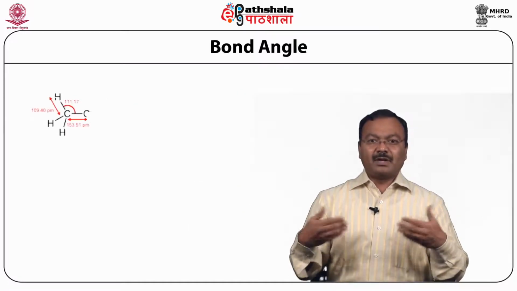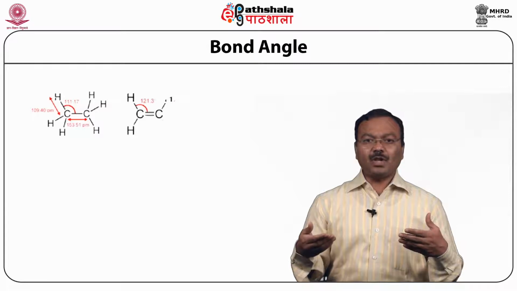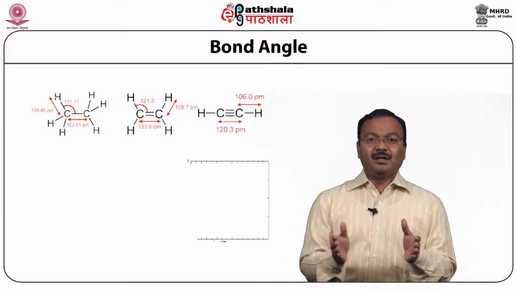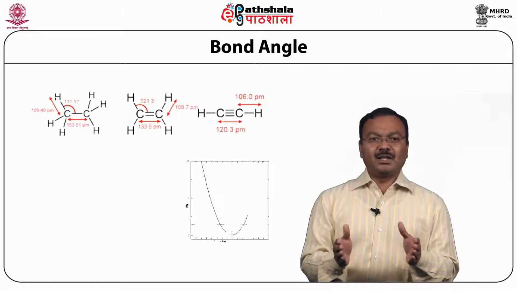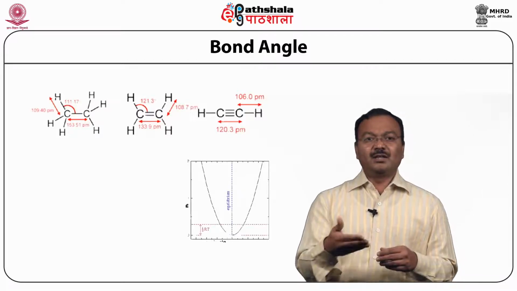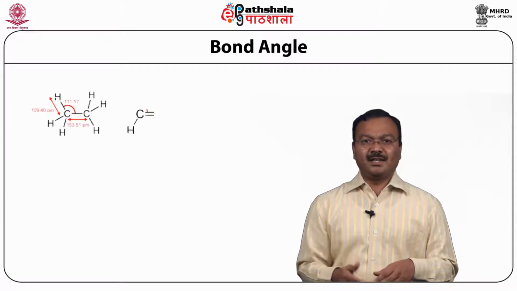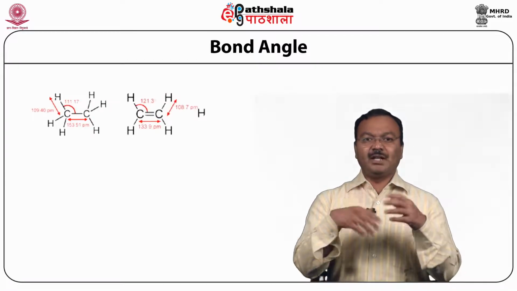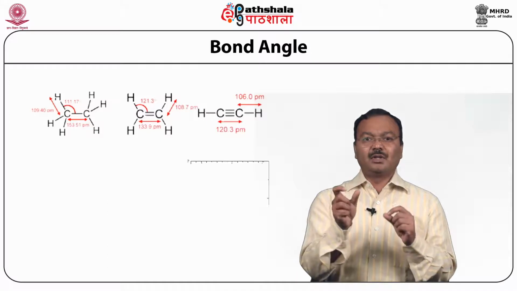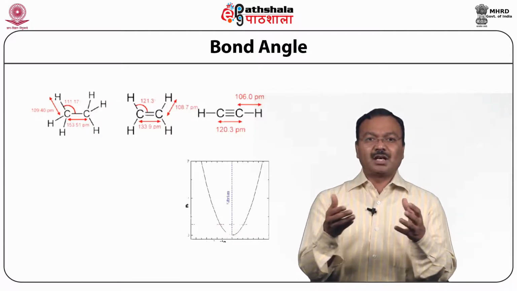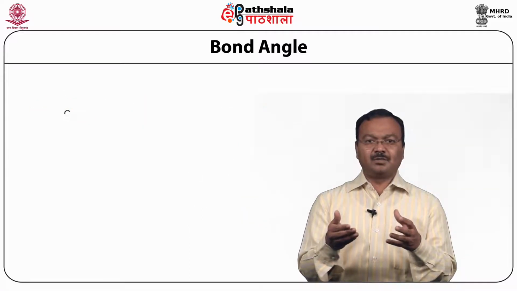Again, as our body temperature is higher than room temperature, you can have much more fluctuation in the bond angle. Here I showed you the example of ethane, ethylene, and acetylene, where you have different hybridization of carbon, and both bond length and bond angle vary between these carbon and hydrogen atoms.